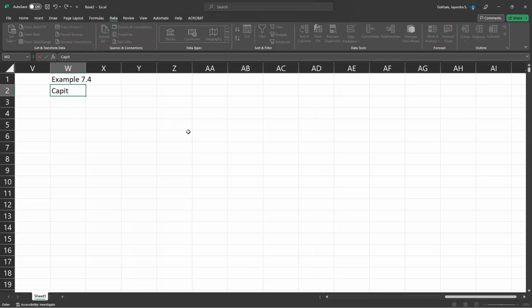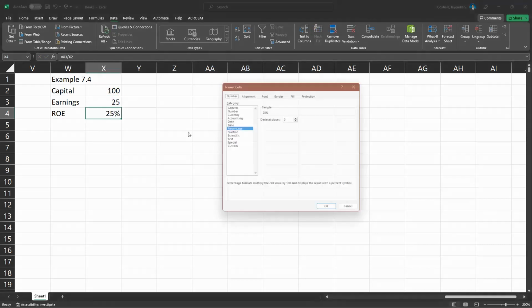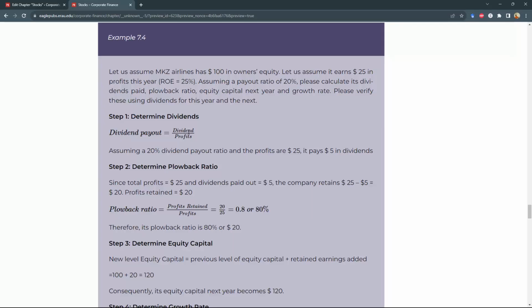So capital is 100. Earnings are 25. And ROE is equal to this divided by this, 25%. Shift Control 5, Alt OE. Now percentage, let's put 1 decimal. Okay.